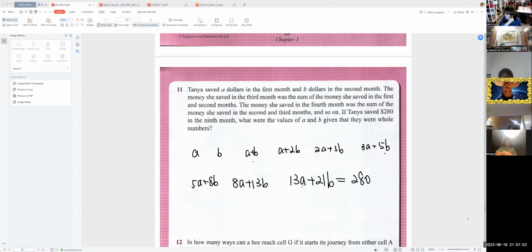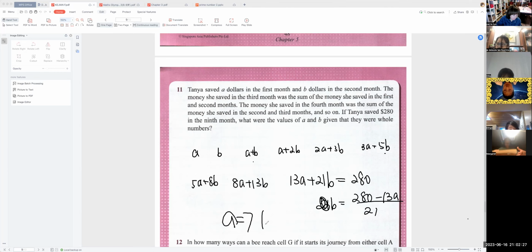So we're going to find out what is the whole number, right? So we can say 21B equals 280 minus 13A, so minus 13A over 21 equals B, right? So obviously this number must be divisible by 3 or 7, correct? So we can try it. After you try all the different possible answers, A equals 7 and B equals 9. Okay, so that's the answer.